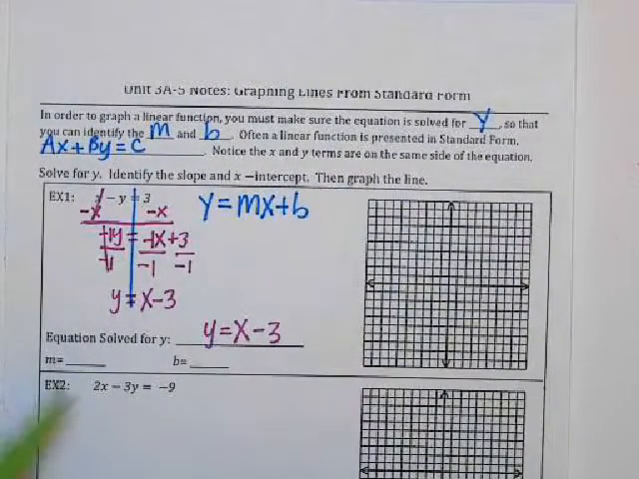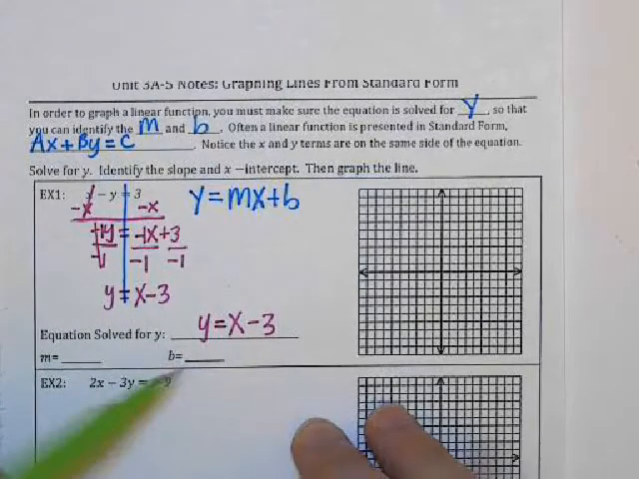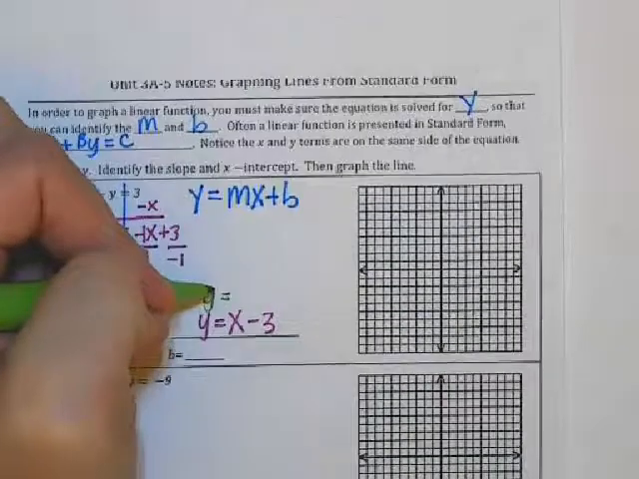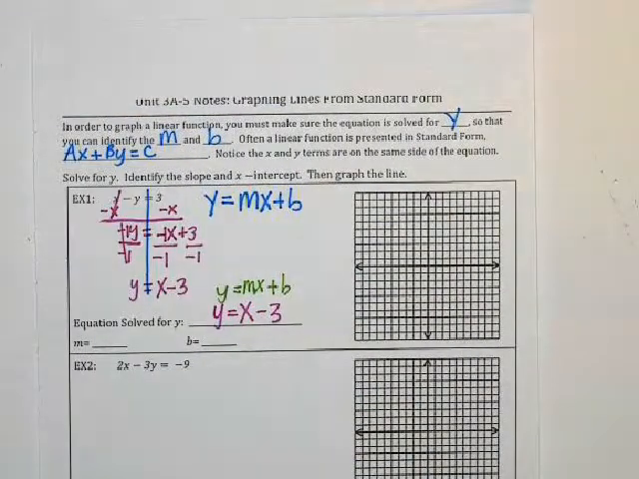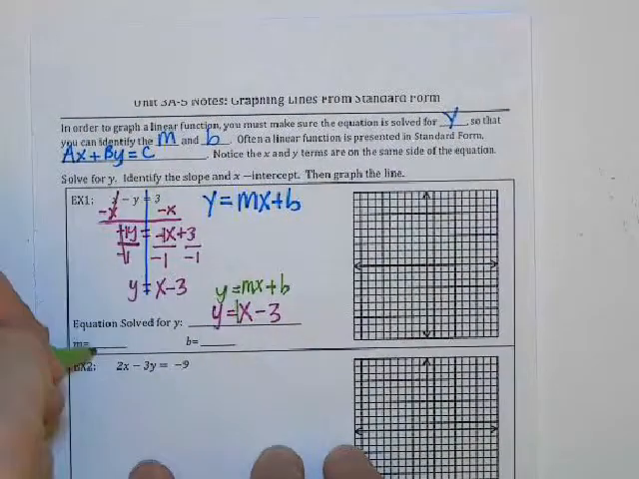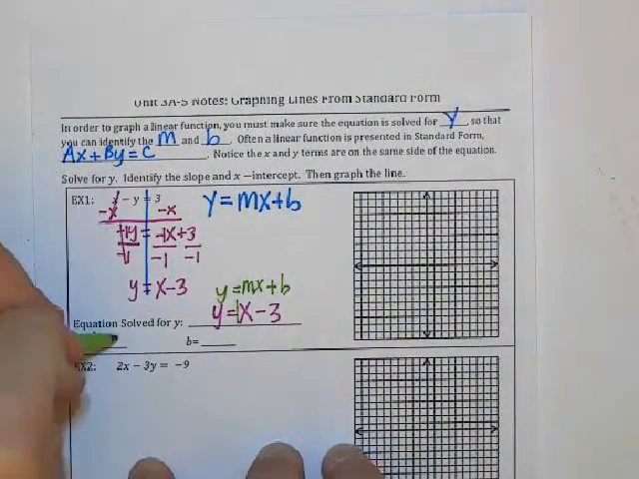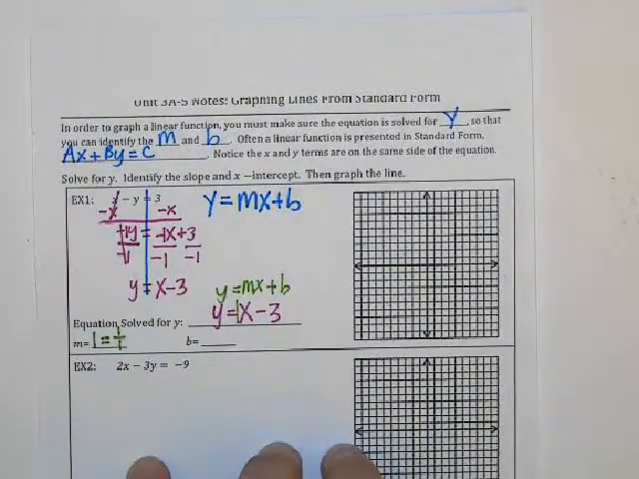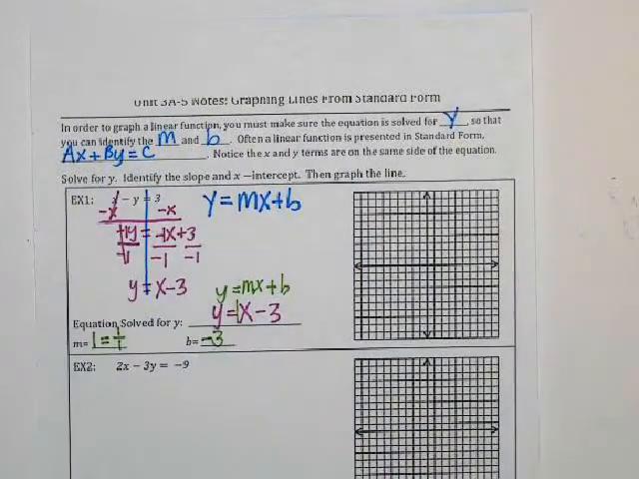Okay, I'm ready to graph, but before I can graph, I have to know my m and my b. So I'm going to say y equals mx plus b. The m is in front of the x. Well, what number is in front of x? A 1. So my slope is 1, which has to be written as a fraction: 1 over 1. What's my b? Negative 3.